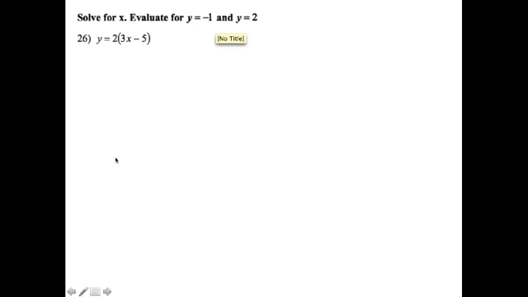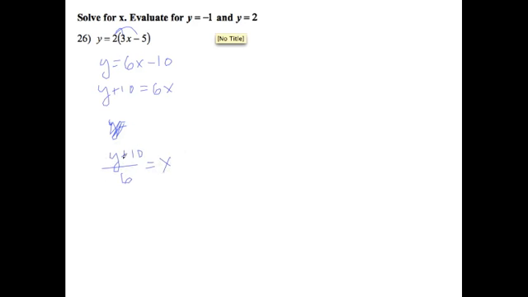Last problem here is also another literal equation, but at the end of this, we're going to also plug in some values for y to find what x is. So first, we're going to distribute again. Y is equal to then 6x minus 10. Add 10 to both sides, and y plus 10 is equal to 6x. Divide both sides by 6. Y plus 10 divided by 6 is equal to x.